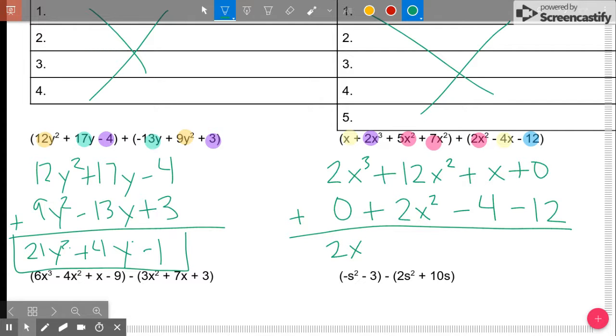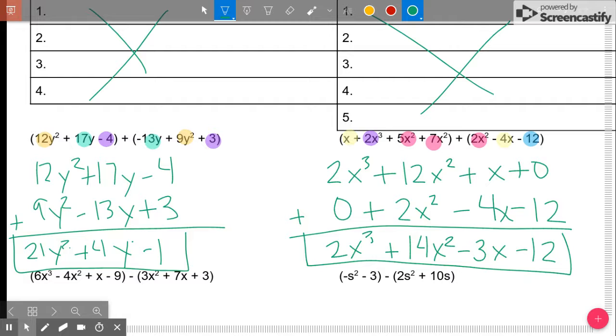Then you add them. 2x to the third plus 0 is 2x to the third. 12x squared plus 2x squared is 14x squared. Negative, I missed that x. Positive x and negative 4x is going to give you negative 3x. And then 0 and negative 12 is going to give you negative 12. And that is your answer. This should be a 3 right here. There we go.